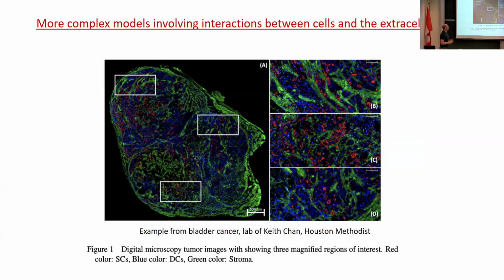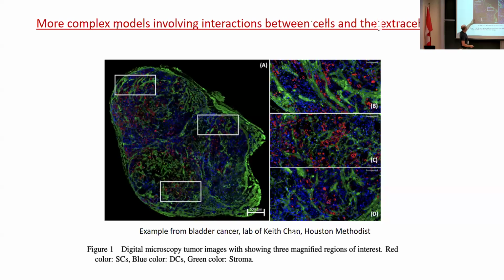This is a picture from a collaborator, Keith Chan, that images these things and shows you what they can look like. That's in the context of bladder cancer. These are bladder cancers grown on the back of a mouse, which are called xenografts. The green here shows you the ECM, the extracellular matrix. Then there are stem cells in blue and differentiated cells in red, I believe. Yes, that's right.